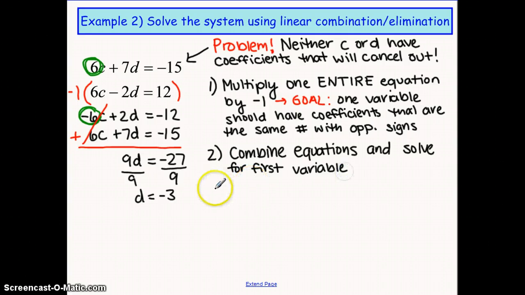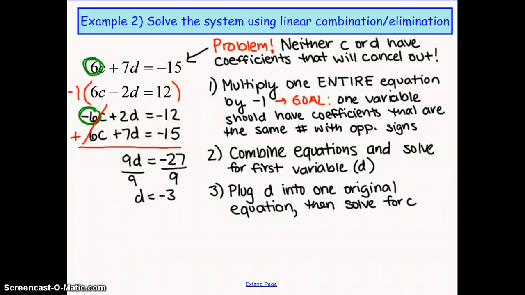So to solve for the second variable, we solved the equation that we got after we combined for d equals -3. And then our third step is just going to be to take this d equals -3 and use it in one of the original equations to solve for c. So by plugging d into one of our original equations, that's going to allow us to solve for c.